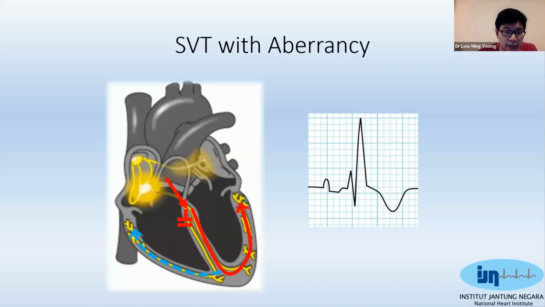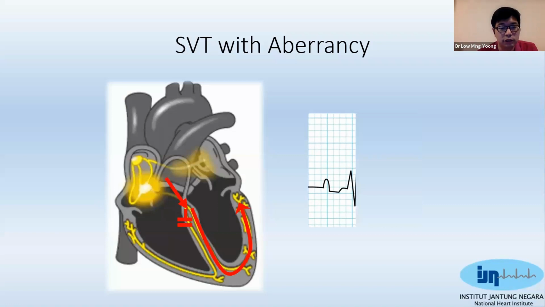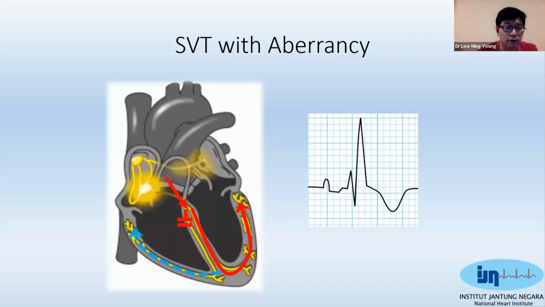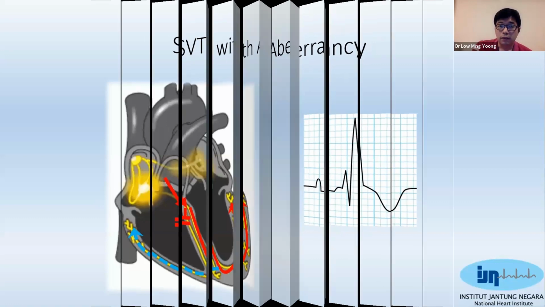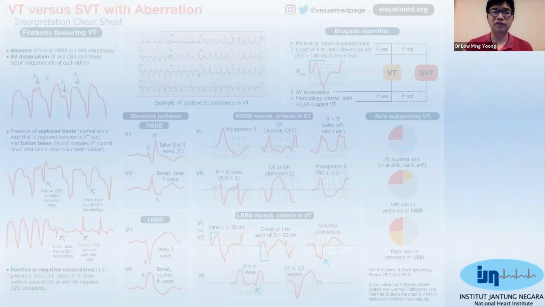So this blue dotted line is the ventricular activation. You can see the complex that you form. The first part of the complex is sharp because it's due to His-Purkinje activation. The distal part is broad because it's due to ventricular activation. So it's a fusion between these two activations. Okay, so SVT with aberrancy versus VT: this is what people are most confused about.